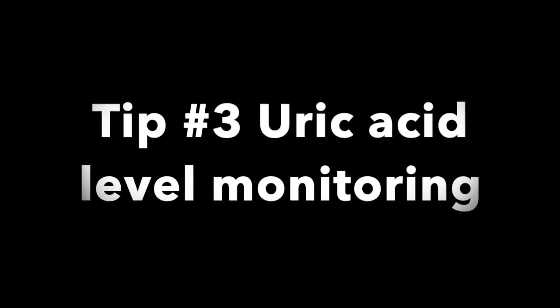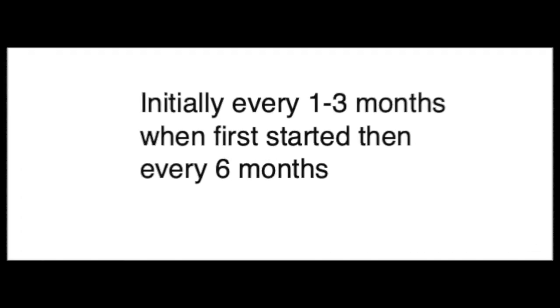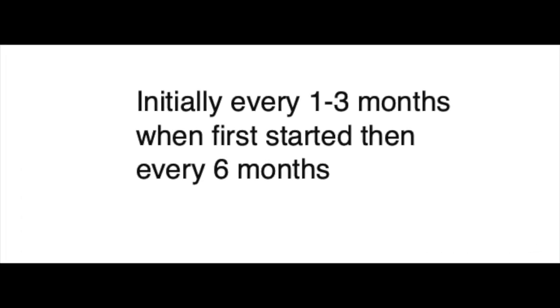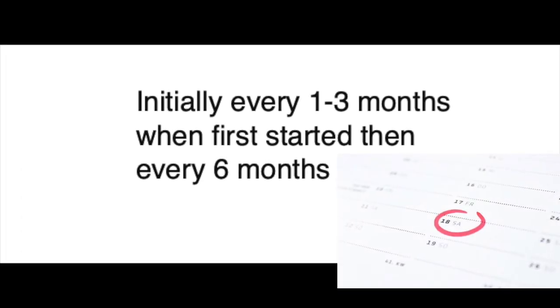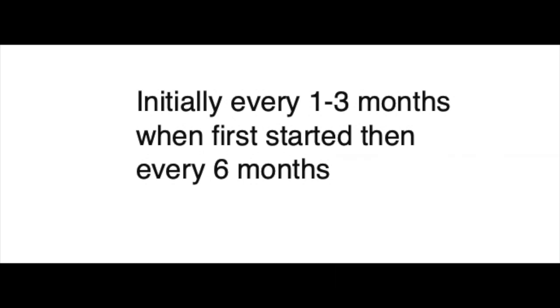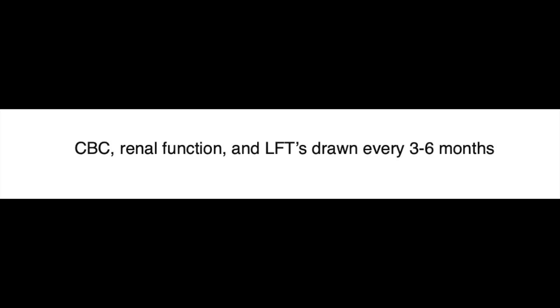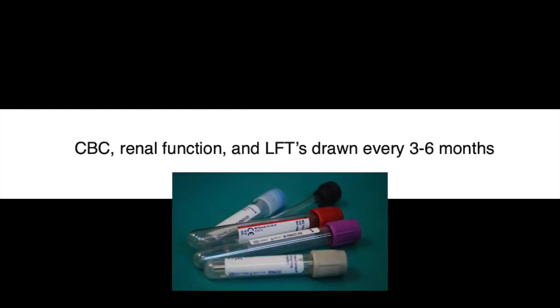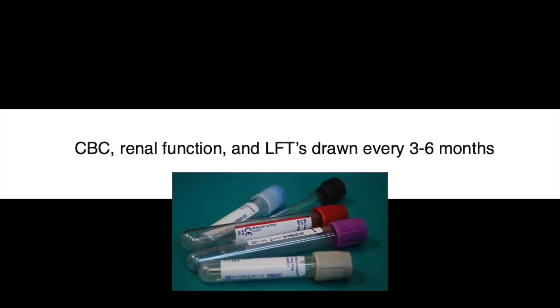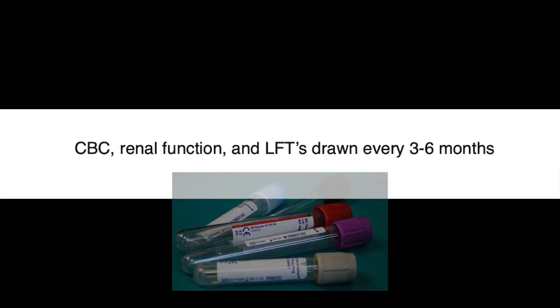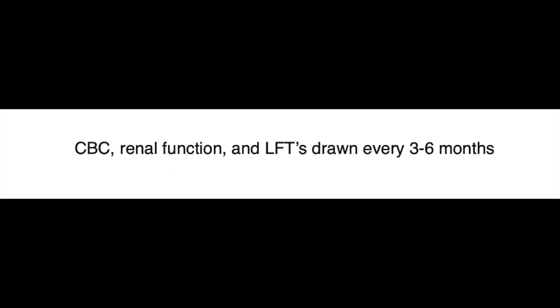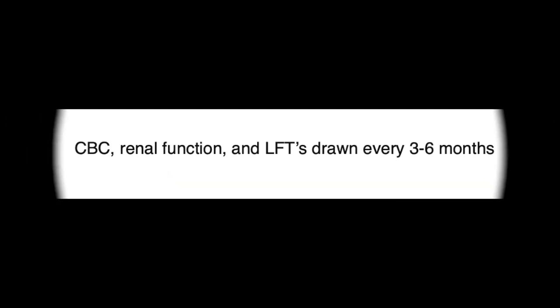Tip number 3. Uric acid levels are monitored every 3 months after starting a uric acid lowering medication like allopurinol. Now, the patient may end up moving to every 6 months once they're more stabilized. This also depends on the provider who is treating them. There are also other labs that need to be monitored frequently and regularly. CBC, renal function, and liver function tests are usually drawn every 3 to 6 months.